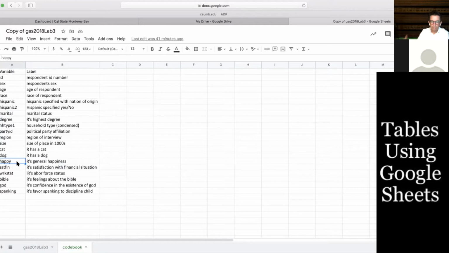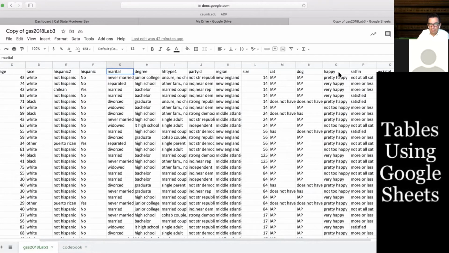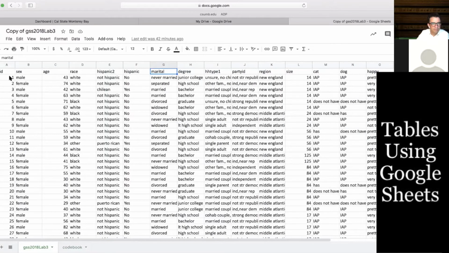All right, so what we would do is, again, we'll go to the data set, and there's the marital status variable, right? And we have the happy variable there, all right? Again, there are thousands of respondents here, so we're not going to count, and it's impossible to do a crosstabs manually. So thankfully, we don't have to do that.